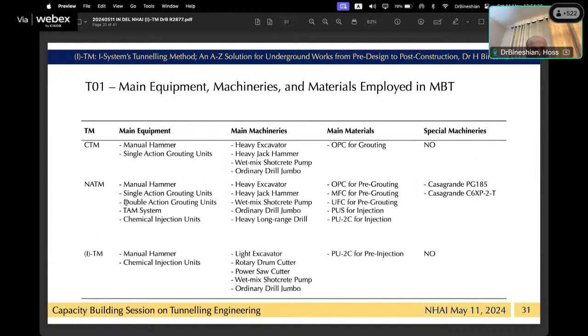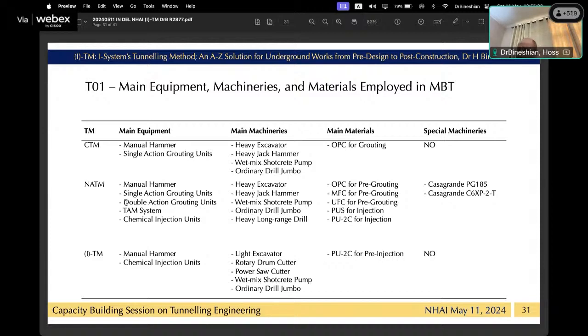Let's see in tunnel T1 which main equipment, machineries, and materials were employed in MBT based on the tunneling method. In the conventional tunneling method, manual hammer and single action grouting units were used as the main equipment. The main machinery contained a heavy excavator, heavy jackhammer, wet mix shotcrete pump, and ordinary drill jumbo. OPC was used for grouting, and special machineries were never used. And that was a good point. But unfortunately, there was no success with the conventional method.